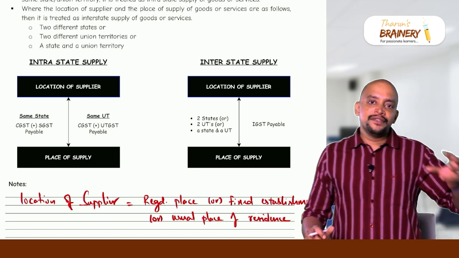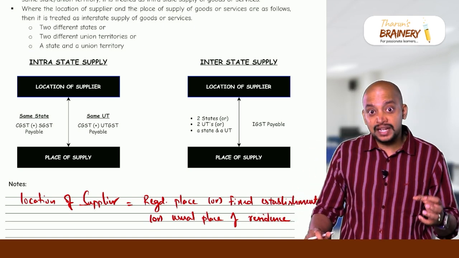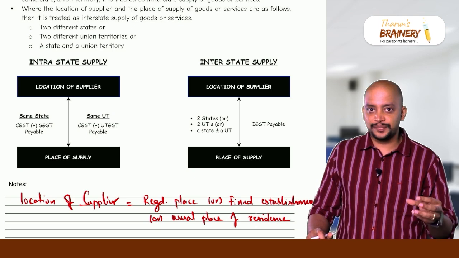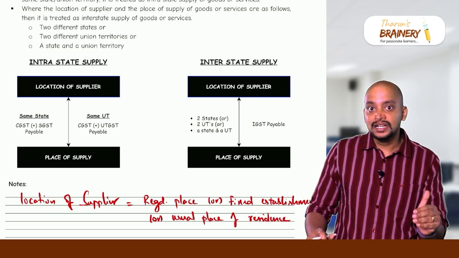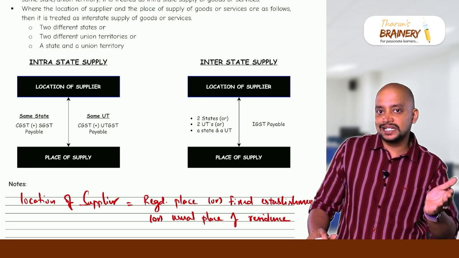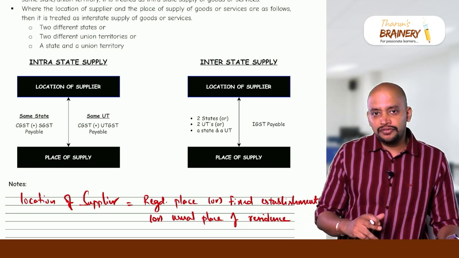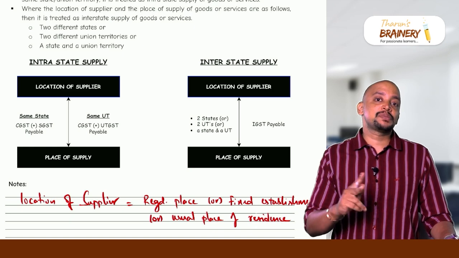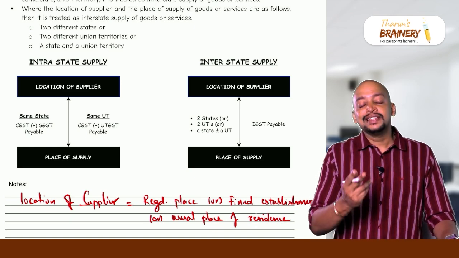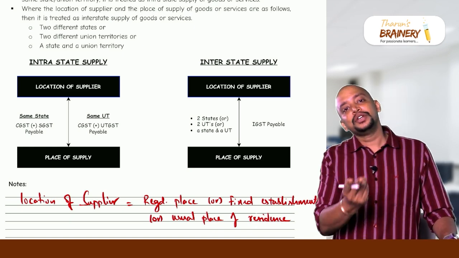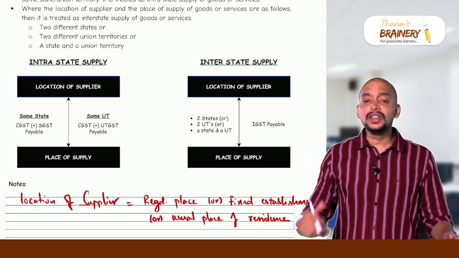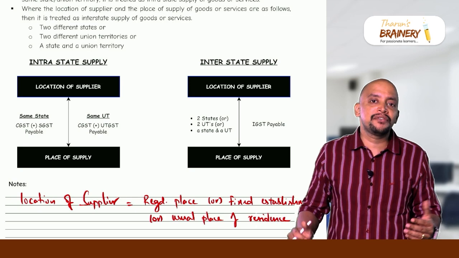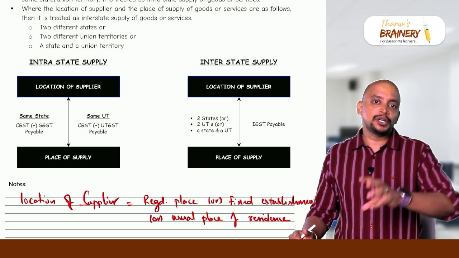Okay. So now, whenever the transaction takes place within the state, that is, if the location of supplier and place of supply is in the same state, then the type of GSTs will be CGST plus SGST. If the location of supplier and place of supply is in the same union territory, then it will be CGST plus UTGST.